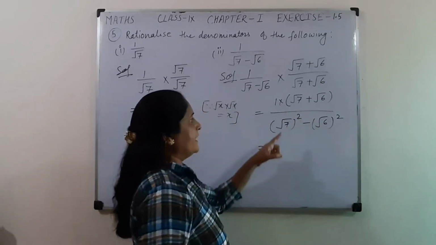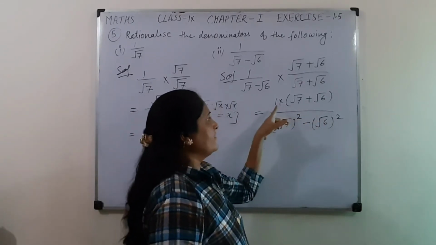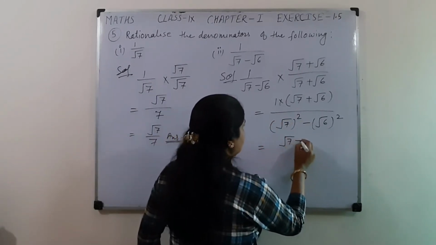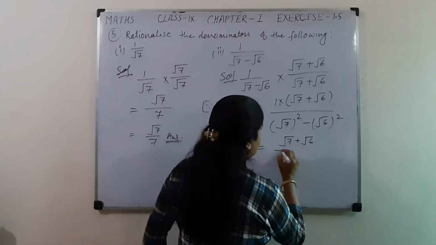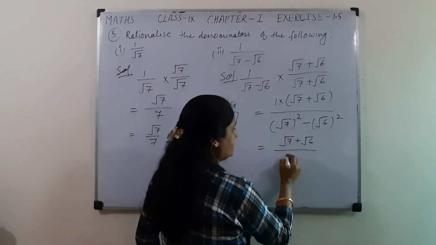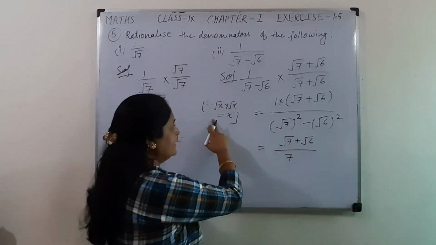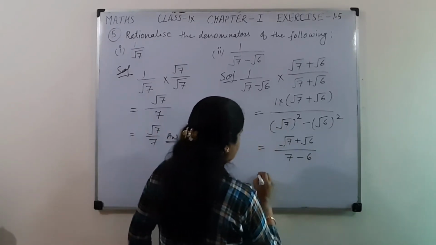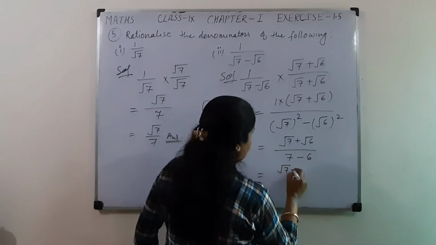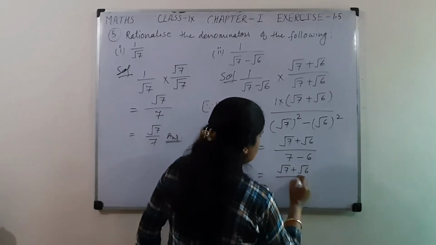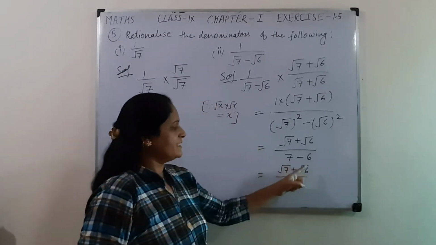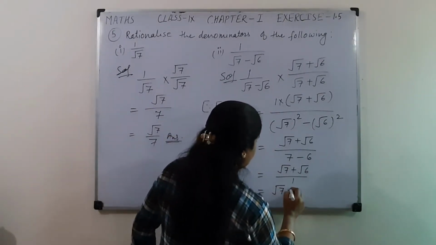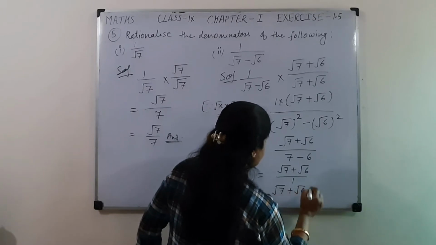So when we multiply root 7 plus root 6 by 1, we get the same number, root 7 plus root 6, upon root 7 square, which will be 7, and root 6 square will be 6. So root 7 plus root 6 by 1. 7 minus 6 is 1. Hence the answer is root 7 plus root 6.